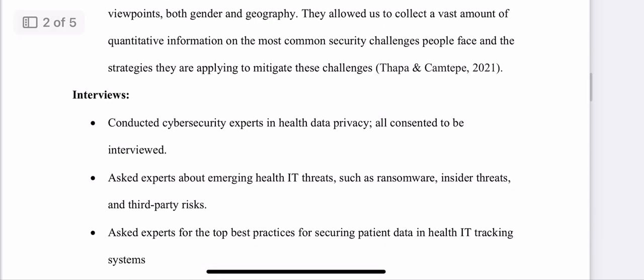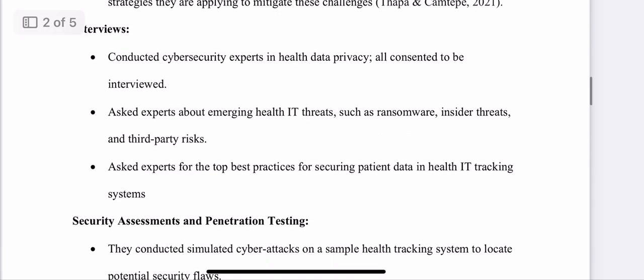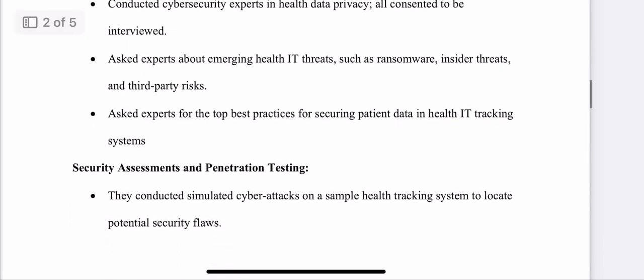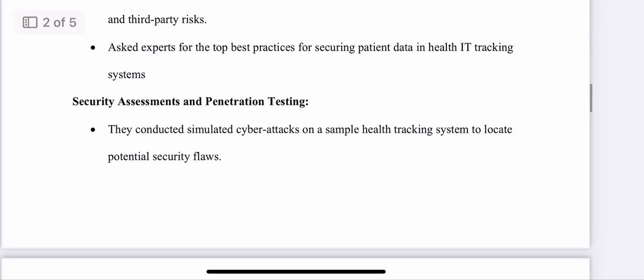Interviews. They conducted interviews with cybersecurity experts in health data privacy, all of whom consented to the interviews. They asked experts about emerging health IT threats such as ransomware, insider threats, and third-party risk. They also asked experts for the top best practices for securing patient data in health IT tracking systems.